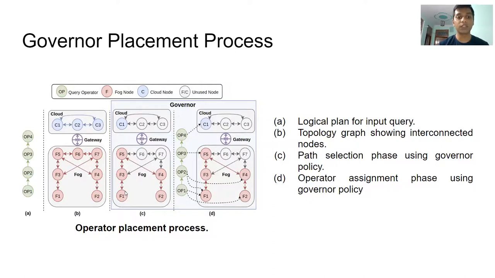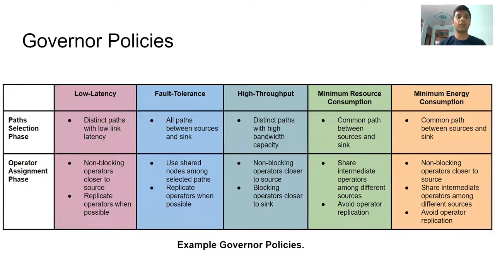Now, there can be different ways that you can select the path between a source and a destination node. For example, here, instead of going to C1 via F3 and F5, I can go via F3, F7, and then to C1. Similarly, operator assignment can be done differently, right? Instead of assigning OP3 on node F5, I can assign OP3 on C1 itself. So it's in this context that I wanted to say that path selection and operator assignment can influence how the workload is placed, and therefore can also influence the overall performance. And therefore I present you the Governor policy.